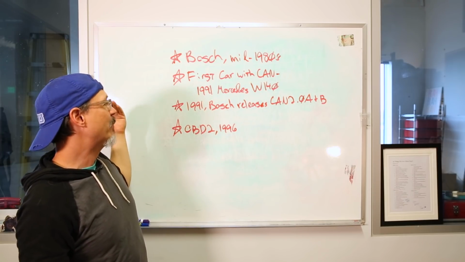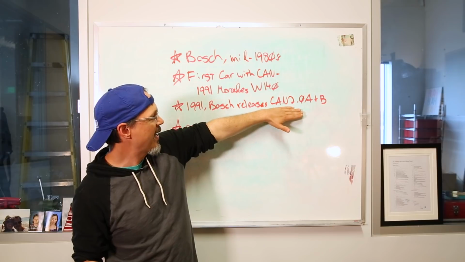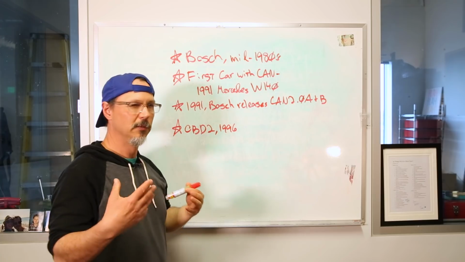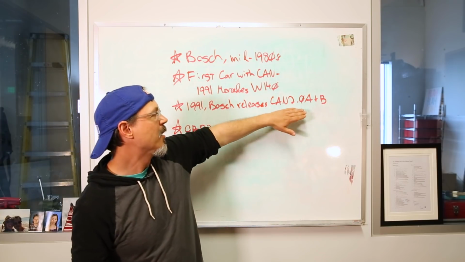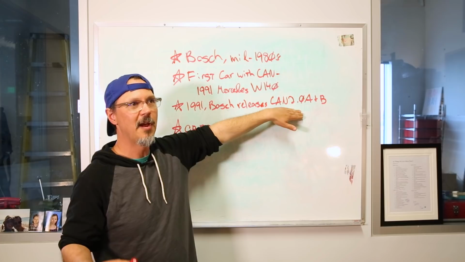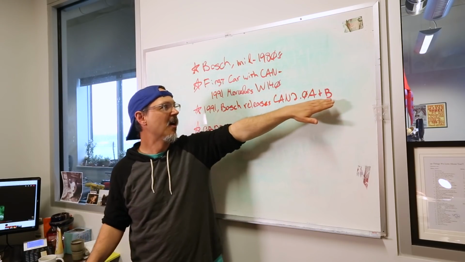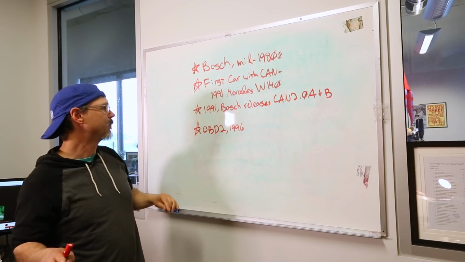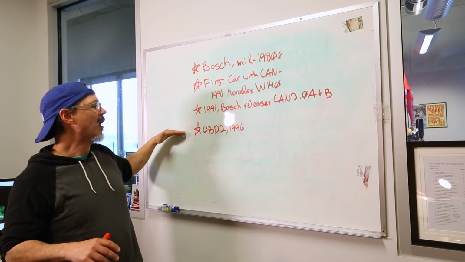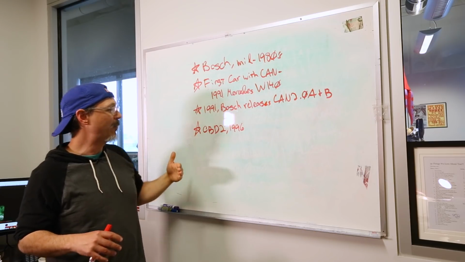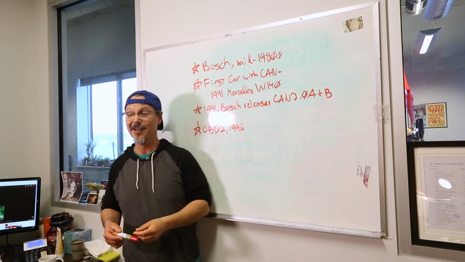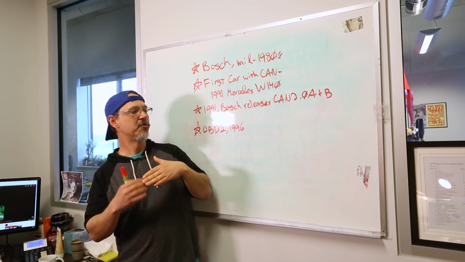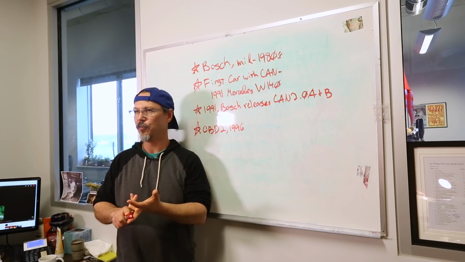Also in 1991, Bosch releases a couple of more specs, CAN 2.0, A and B. Now, we'll get deeper into that, but just as a quick explanation, 2.0A has an 11-bit address field, and I'll detail all of this. 2.0B has a 29-bit address field, so we'll talk about that. And OBD2 became a mandatory part of US car manufacturing in 1996.